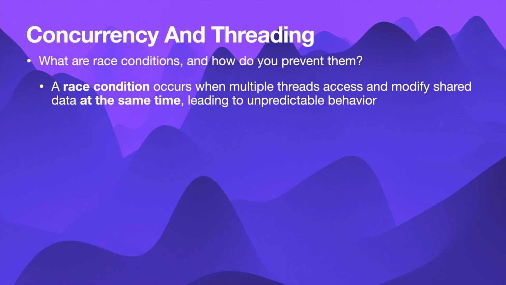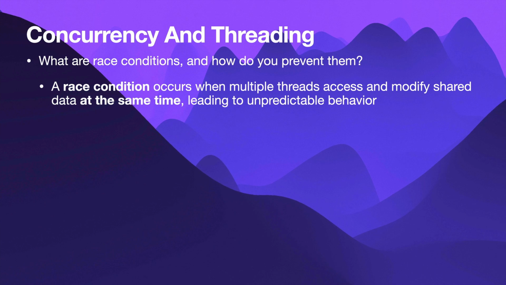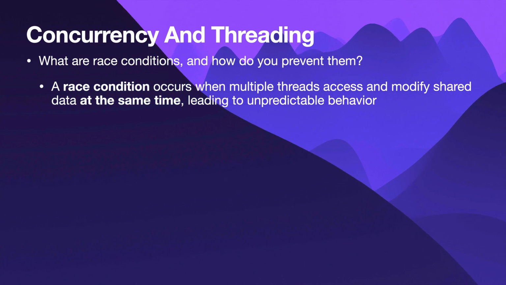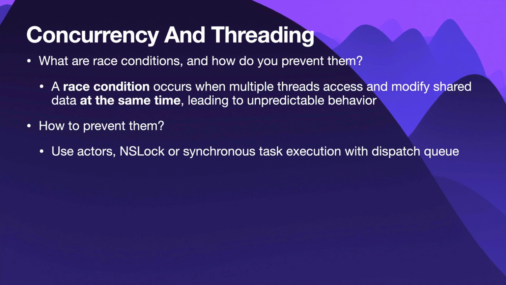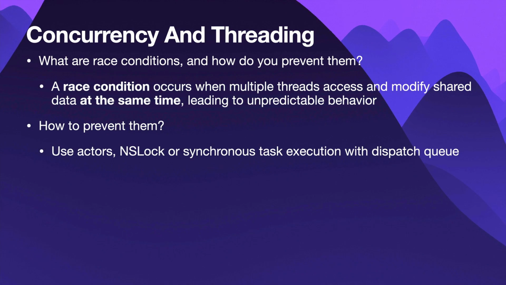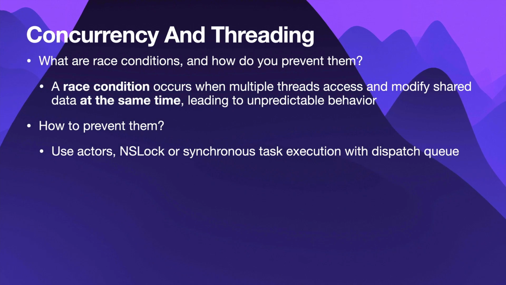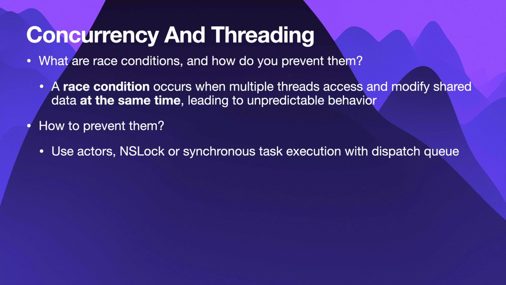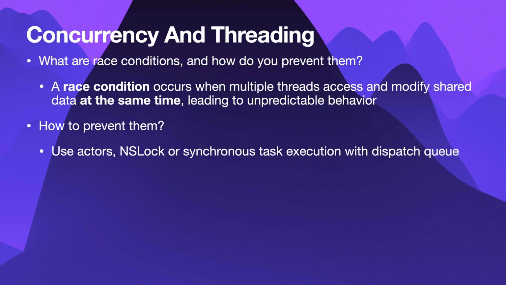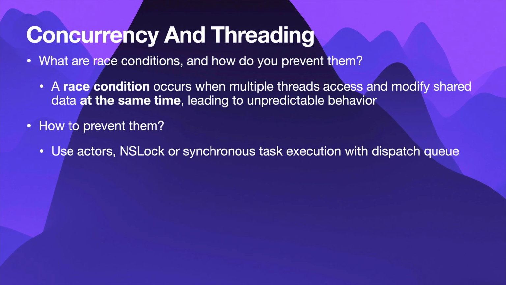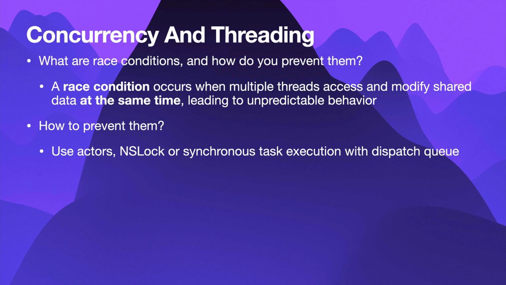I've had applications crash because of this. You have applications that don't reflect the correct state that they should be in with race conditions, guys. So here's how we can prevent them. We can use actors, NSLock, or synchronous task executions with dispatch queues. So you don't have to worry about race conditions when your task execution is synchronous because only one task is happening at a time and only one task can modify your data before the next one begins and potentially modifies that same piece of data.